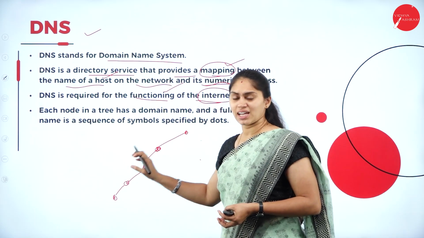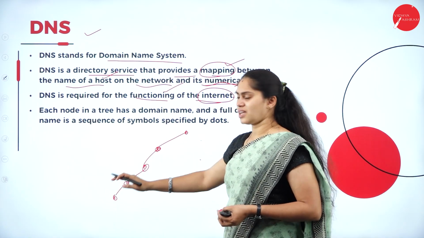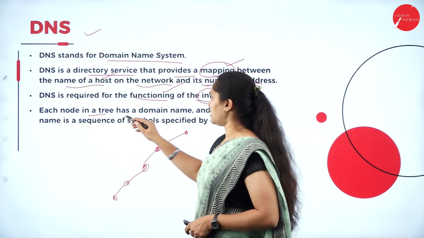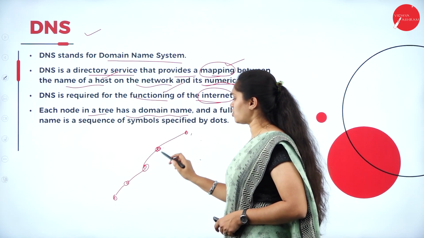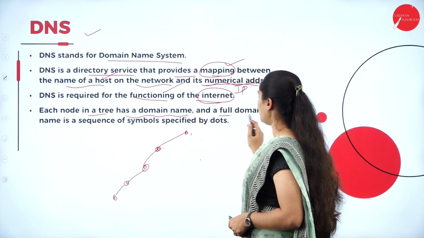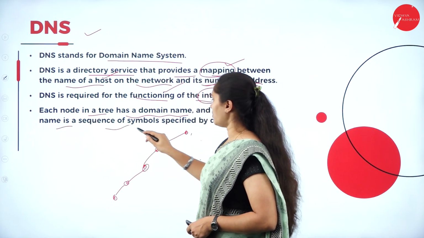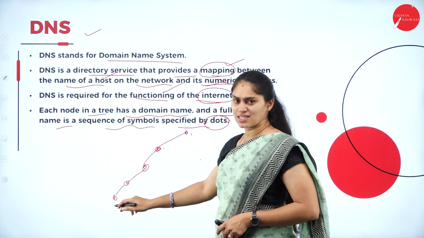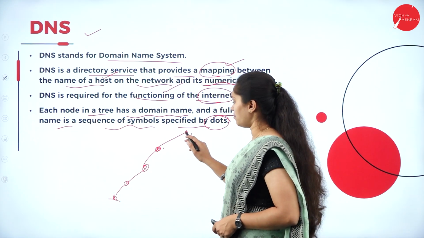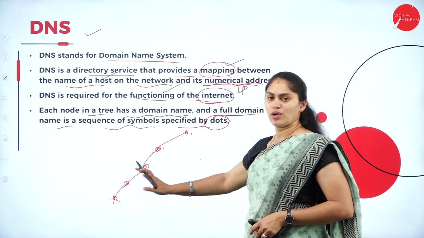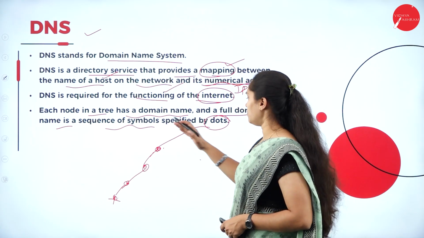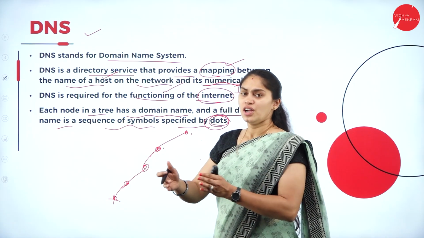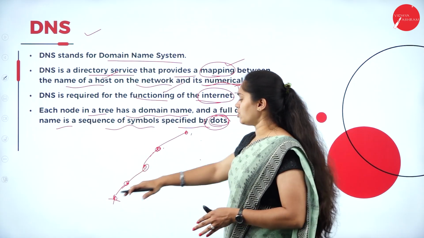So from where we are getting data, for each stage it is going to have its own IP address. So each node in a tree has a domain name, and a full domain name is a sequence of symbols specified by the dots. And if I am getting the resultant here, from here to here, the domain name will be specified with the symbols with the help of this dot. So we are making a separation between the domains from the highest to lowest.